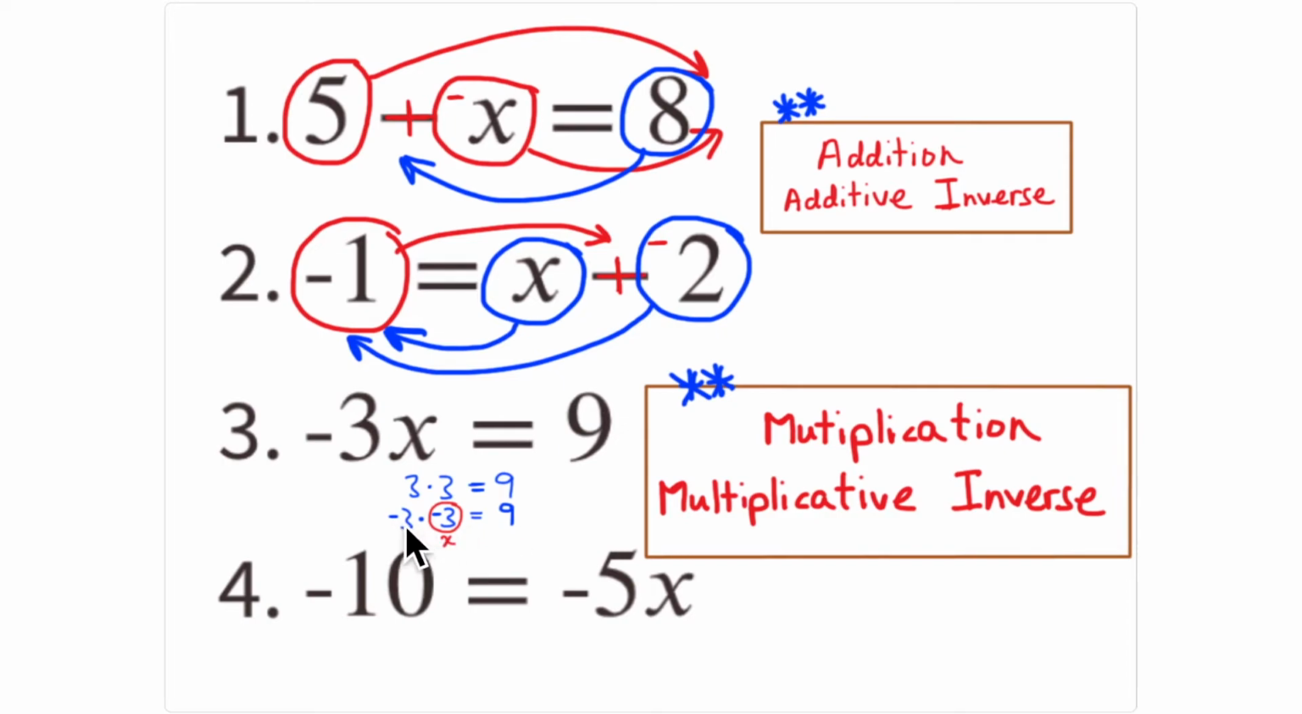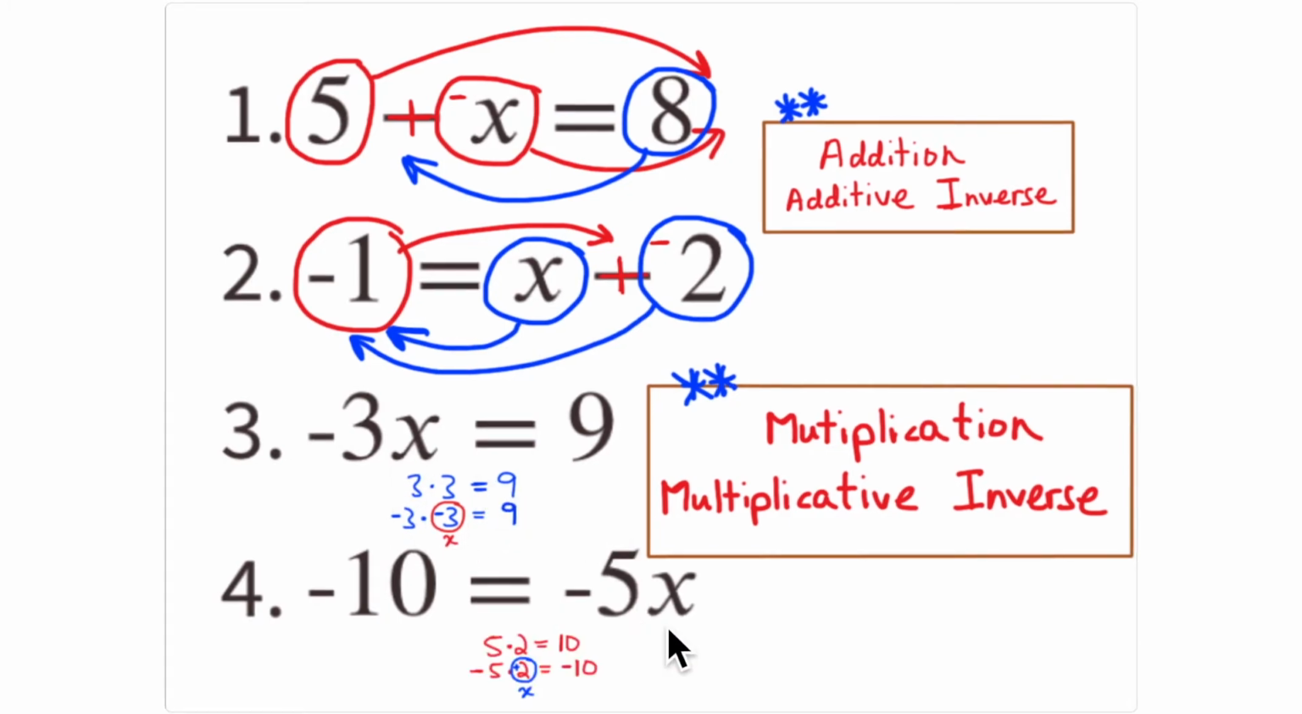And you can actually factor out the negative 1. Negative 1 times 3 times negative 1 times 3. Then the opposite of negative 1 is positive 1. So those 2 negative 1s multiply together, become a positive 1, and you're left with 3 times 3 is 9. This takes a little bit of practice.